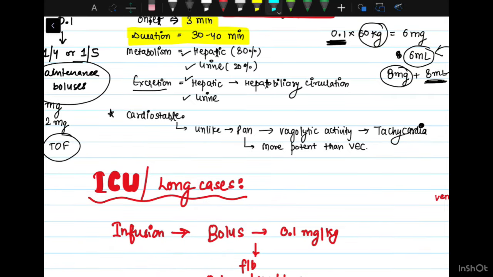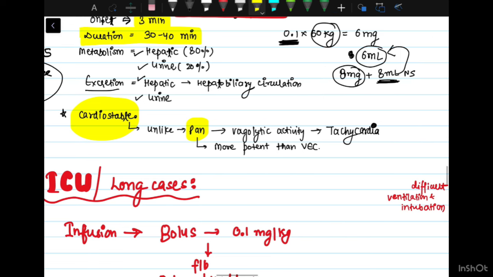Then it is a cardiostable drug, very important, because you'll be intubating a lot of patients in emergencies and all. And you can see that being a cardiostable agent, there's not much hemodynamic fluctuation, so you can safely administer vecuronium in those patients. Unlike pancuronium, I'm just comparing, we are not using it routinely, but for pancuronium, just remember it is a vagolytic agent and it will cause tachycardia and hypertension. Even though it is more potent than vecuronium, it will cause that tachycardia and hypertension, which may be detrimental to a lot of patients.